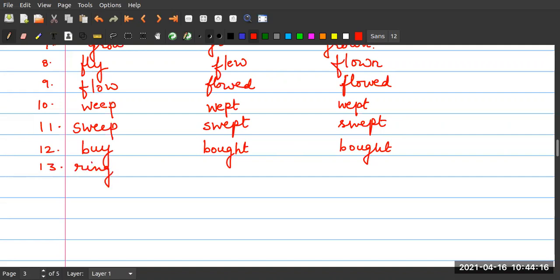Ring. Rang. Ring, rang, rang. Who is your class teacher? Class 9. Ma'am, ring is noun. Ring is both a noun and a verb. So here I'm asking for ring as a verb. Ring matlab bajana, the peon rings the bell. There are many words which are both noun and verb. So ring, someone's mic is unmuted.